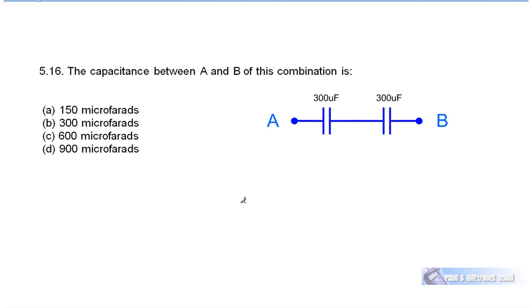More of the same. The capacitance between A and B in this combination is, well, what we see is two 300 microfarad capacitors in series. So the value of one is 300, and we have two of them in series, so the total capacitance is 150 microfarads.